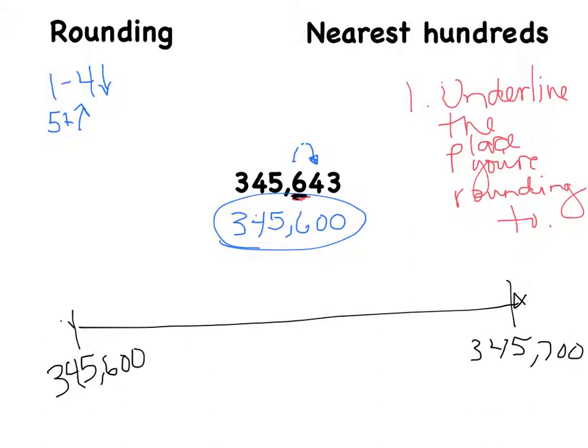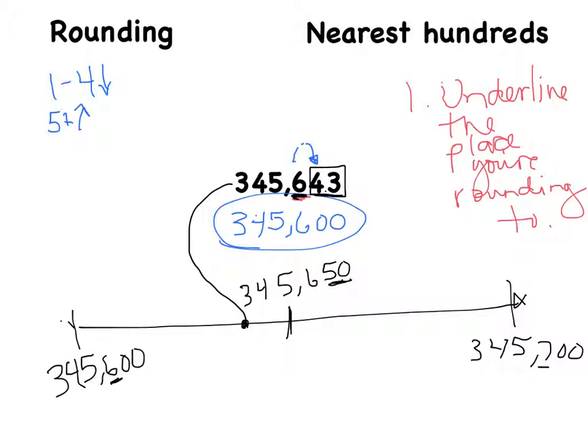Notice what I did. Here's the 6. That's what we're looking at, the hundreds place. We have 100 over here, and then the next higher 100 over here. In the middle of these two would be 345,650. Now we're looking at the last two numbers, in the tens and ones place. It's a 43. Well, this is 50 here, so 43 is less than 50, and it's fairly close to 50, so this number would go right about there. That's where it would go on this number line.